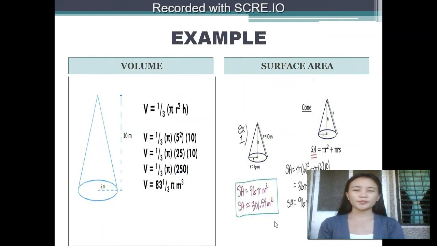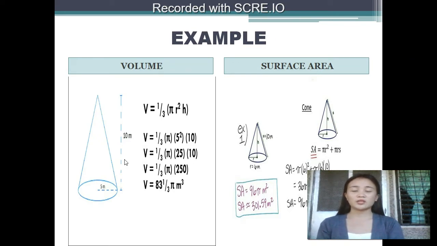For the volume, we have a cone given which has a radius measuring 5 meter and a height of 10 meter. So we have volume is equal to 1/3 base times height. Since the base is not given, only the radius, we are going to elaborate the formula of the base, so we have volume is equal to 1/3 times the quantity of pi r squared h.